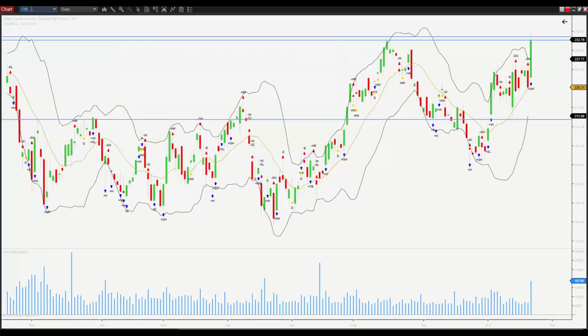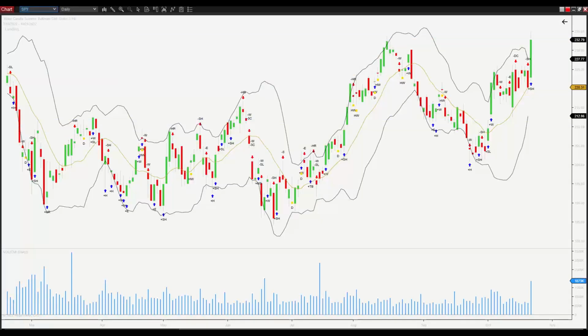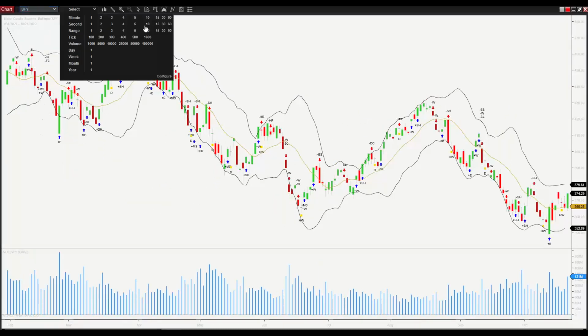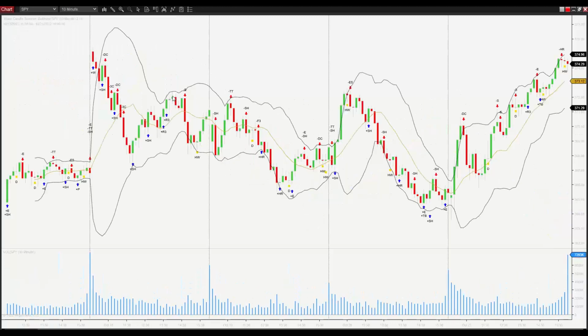I'll just show you, not off the market analyzer, but I like trading SPY. This is a daily chart. I'm going to flip to a 10-minute chart of SPY. Notice, this is a very good moving market. For those of you that like to trade the S&P, this is a fantastic way to do it.